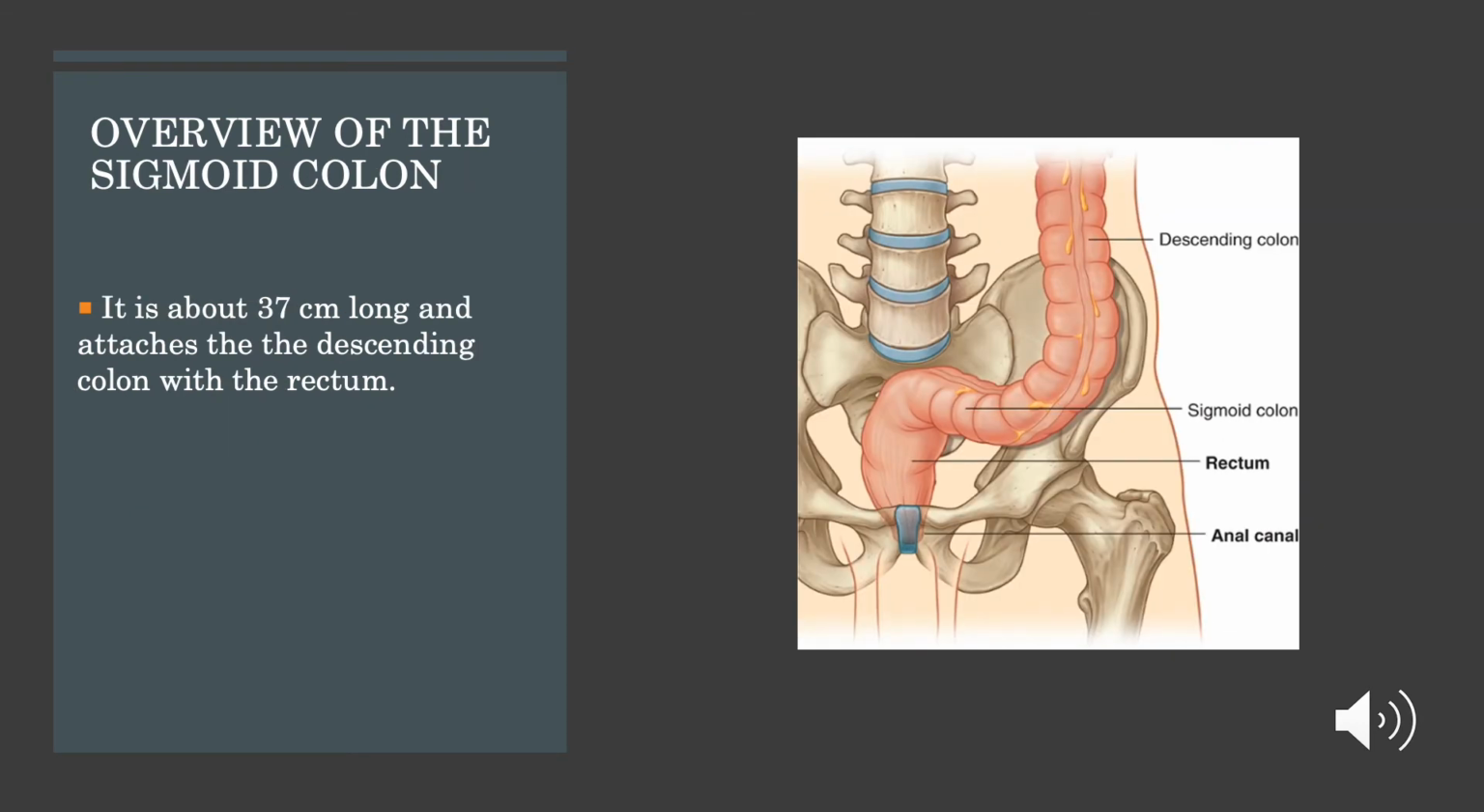The next structure is the sigmoid colon, which is distal to the descending colon. It is roughly 37 centimeters long. It is in the pelvis, located in front of the bladder and uterus, and just below the loops of the ileum. The sigmoid colon is suspended from the pelvic wall by a large peritoneal fold, called the sigmoid mesocolon. The sigmoid mesocolon has an inverted V-shaped connection. The physiological function of the sigmoid colon is to store fecal matter.